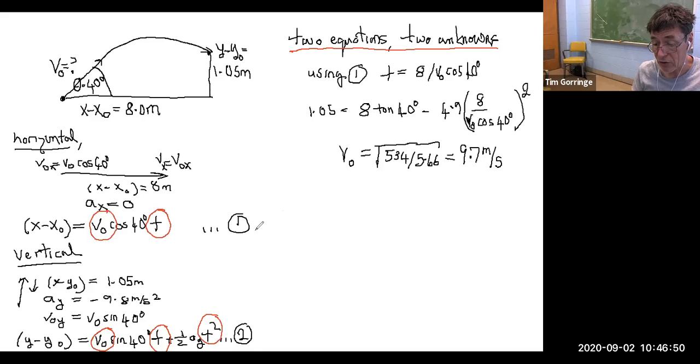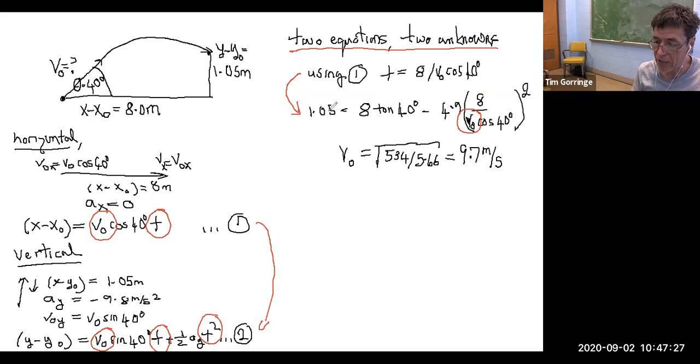I basically used equation number 1 to write an equation for time, and then substituted that equation into equation number 2. So I put 1 into 2. That's what I'm doing here. I'm putting equation one, and its expression for time into two. And that gave me a new equation. It's a little bit messy, but that's okay. It's much simpler in the sense it just contains the unknown initial velocity, and everything else is known.